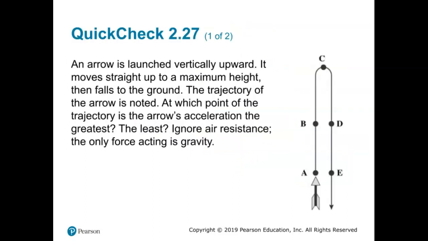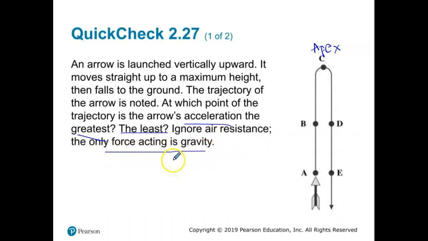So here you go. An arrow is launched vertically upward here. It moves straight up to a maximum height, c, so that's the apex. And then the trajectory is noted, so it shows this goes up and comes down. At which point of the trajectory is the arrow's acceleration the greatest? That's the first question. The least. Again, we're ignoring air resistance and only the force of gravity is acting.